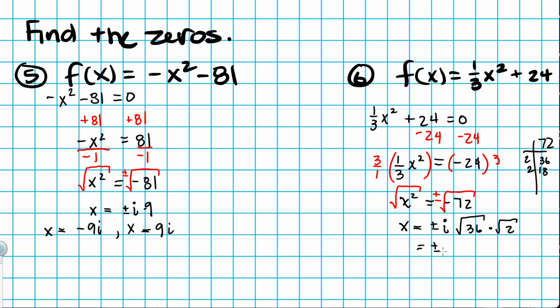This gives us plus or minus i. The square root of 36 is just 6. The square root of 2 cannot be simplified. So I'm going to rewrite my answer to make it look a little bit nicer. So we have x equals negative 6 square root of 2i. That's our first solution. And our second zero is positive 6 square root of 2i.